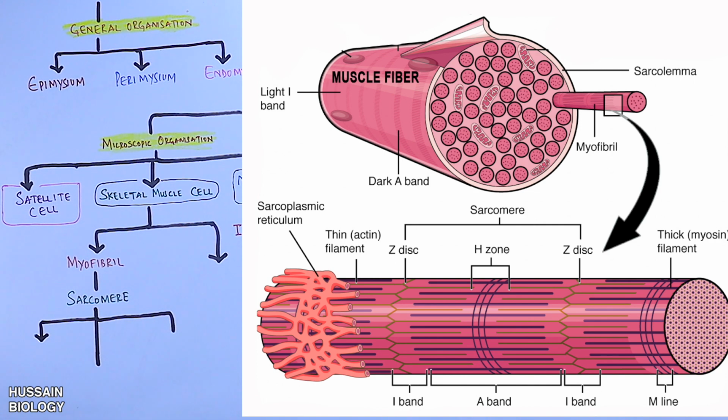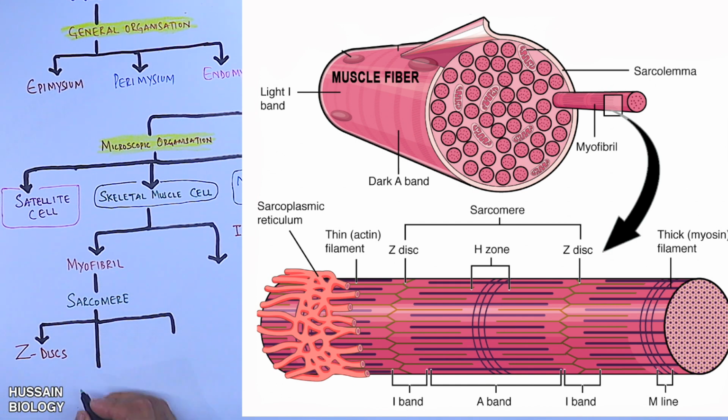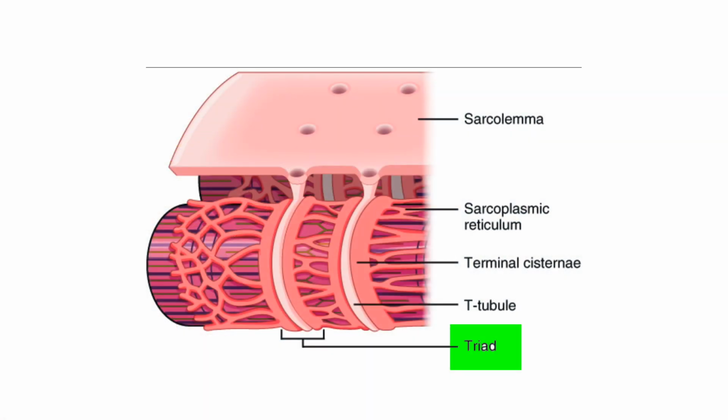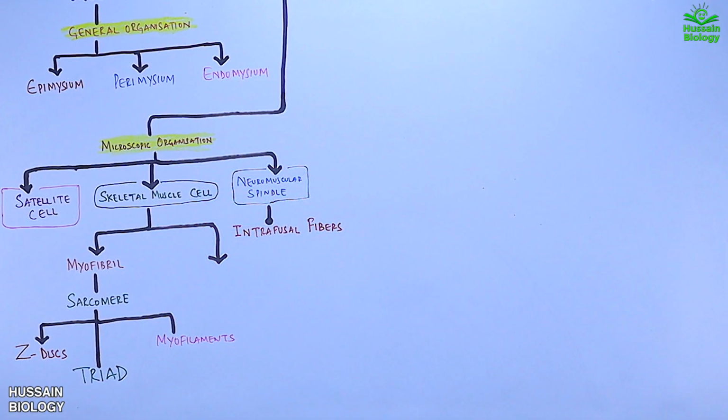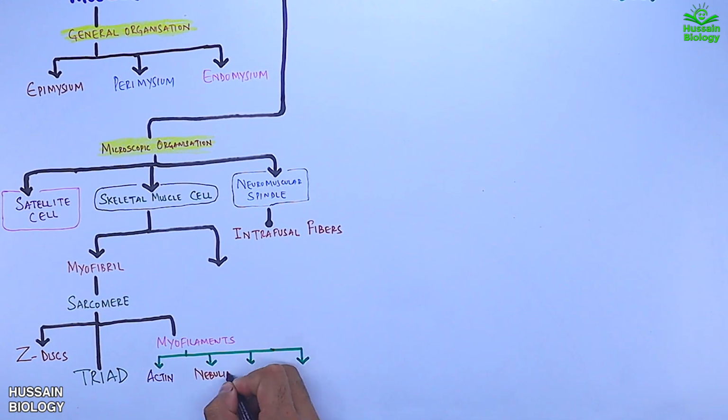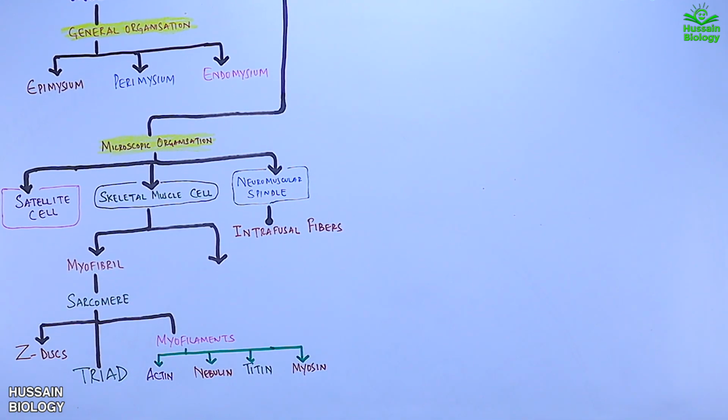And if we further zoom into the underlying microscopic structures of skeletal muscle, we have the Z discs, triad, and myofilaments. The Z discs are the boundaries of a muscle sarcomere. The triad shown in the diagram here are the structures formed by T-tubule with the sarcoplasmic reticulum. And we also have myofilaments like actin, nebulin, titin, and myosin.